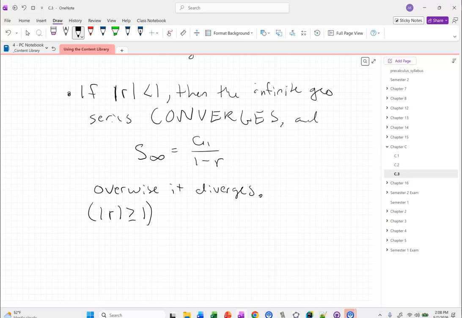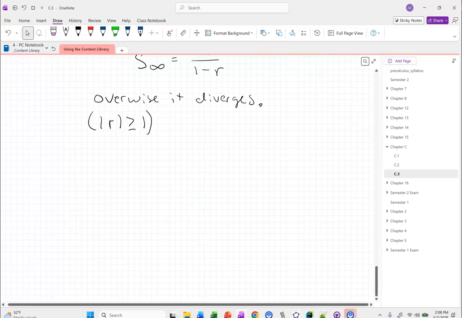What do you guys say to that? Do we need to do an example of that, or is that fairly straightforward? Yeah, I think that's pretty straightforward. All right, last thing I want to do is just some calculator piece.